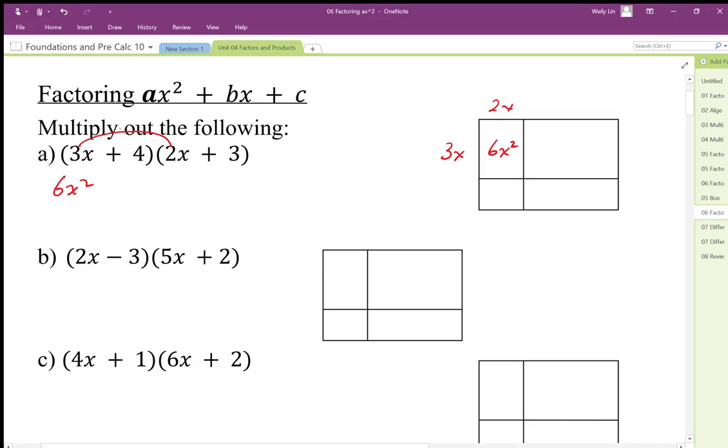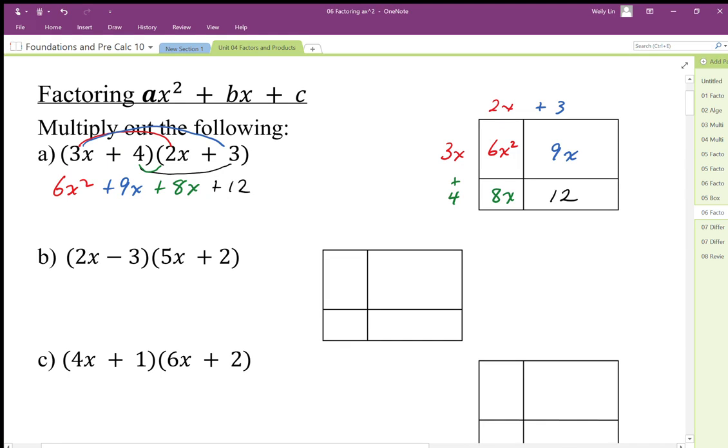When we distribute 3x times 3, we have plus 3 here, so we end up with 9x. So it's going to be plus 9x. When we distribute 4 times 2x, we end up with plus 8x. Okay, so this is going to be our plus 4 times 2x, gives us a plus 8x. And we have the final product here, which would be 4 times 3, which gives us a plus 12. And there's our plus 12.